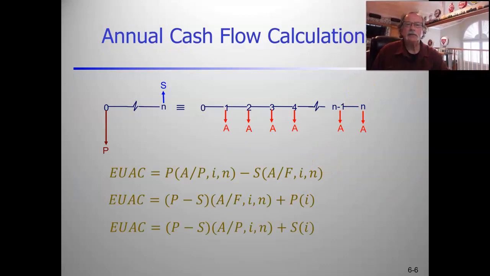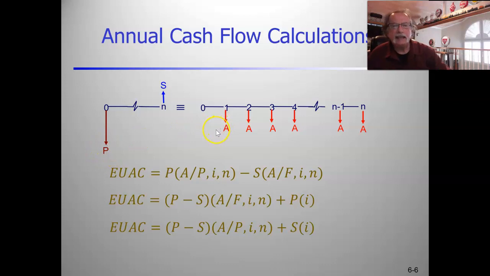So what are we doing in annual cash flow calculations? We're turning a present amount at time period 0 into n equivalent cash flows of the same amount. And so notice that there's a difference of 1 period from period 0. So this first annual cash flow is not at period 0. It's at the end of period 1. That is the derivation of the formula.